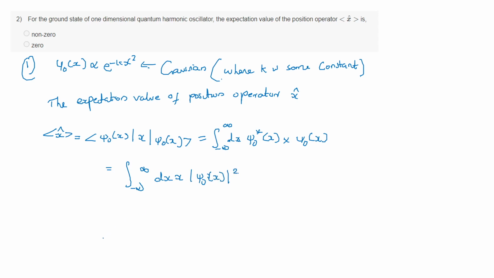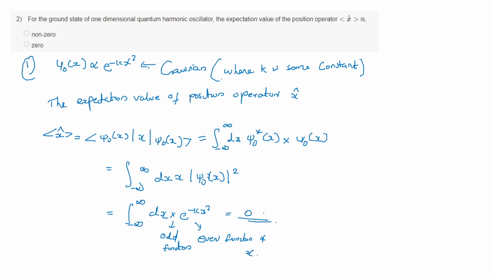Right. We know that our function is equal to e to the power minus kx square, so substitute that: integral from minus infinity to infinity dx x e to the power minus kx square. Now we know that x is an odd function, right? And this one is an even function of x. Then if you take the integration, you will get the answer 0.